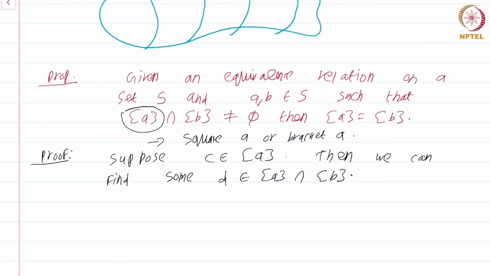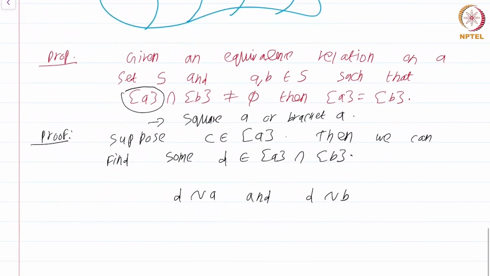It just means that D is related to A and D is related to B, because the equivalence class is the collection of all elements that are related to the particular element B or A. Okay. Now C is in A just means that C is related to A. Now putting these two together with transitivity gives C is related to D.